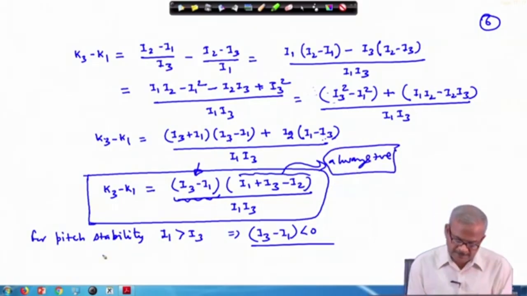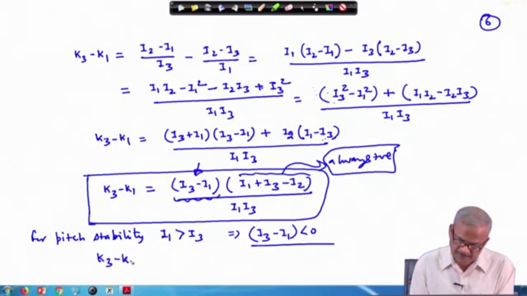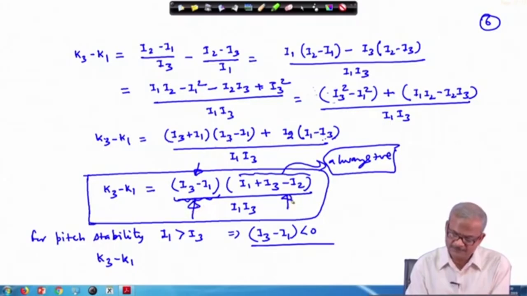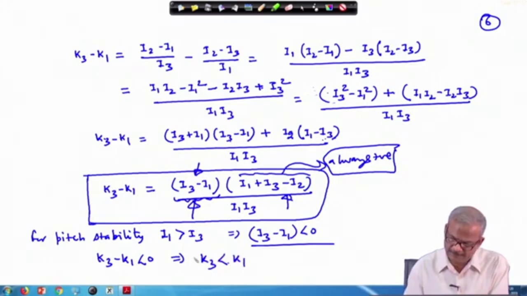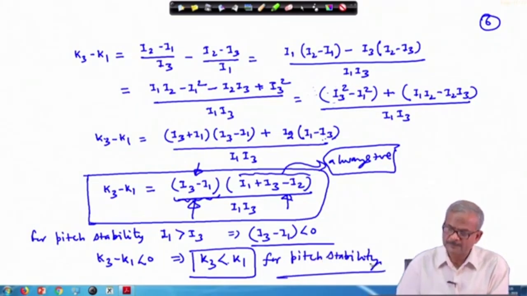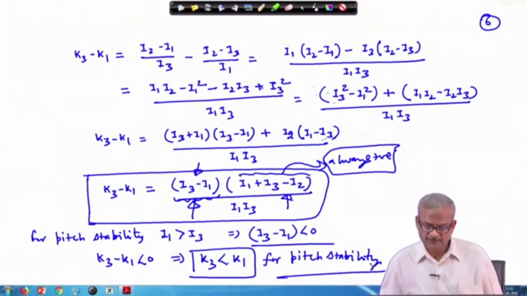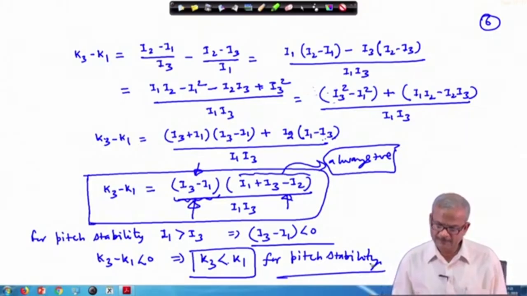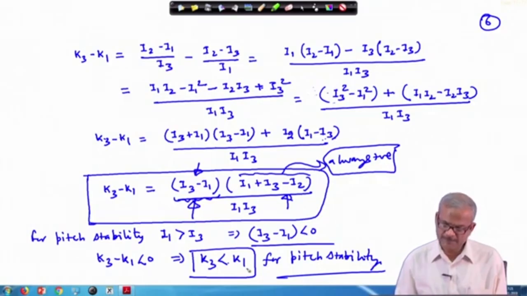So, because this quantity is negative and this is always positive, K3 minus K1 will be less than 0, and this implies that K3 should be less than K1 for pitch stability. Okay, this is the requirement. So, one requirement we have got here is that K3 should be less than K1.